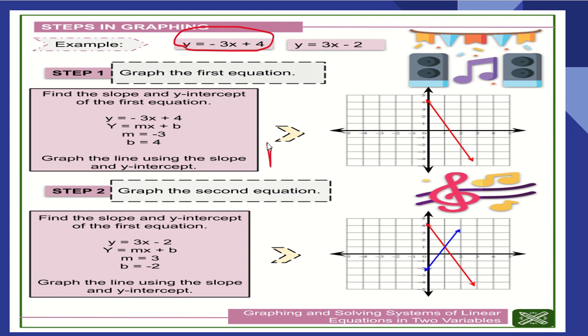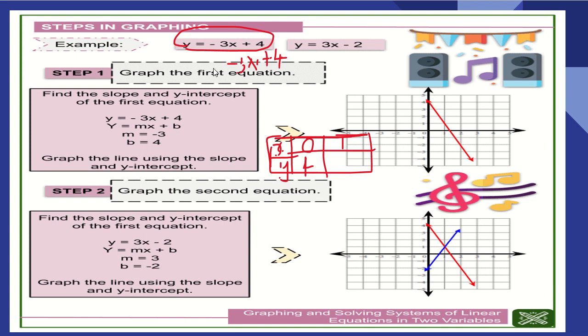Like a box we can draw it. Here I'm going to take the values for x and y. For x, if I'm taking 0, then 0 into 3 will be 0 only, plus 4. So y is 4. Then if I'm taking x as 1, then minus 3 into 1 plus 4.